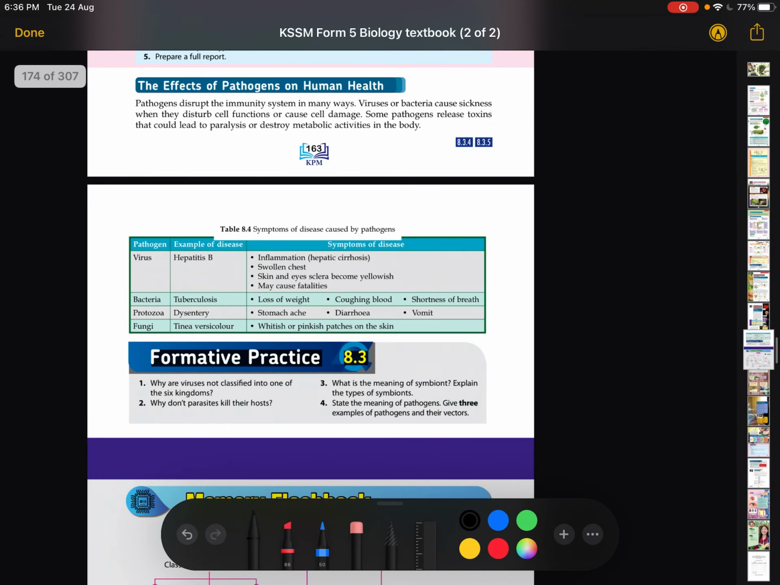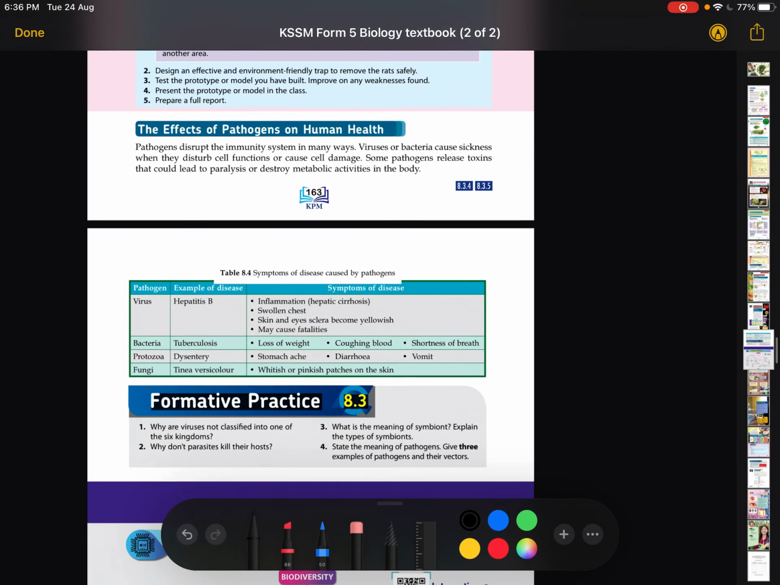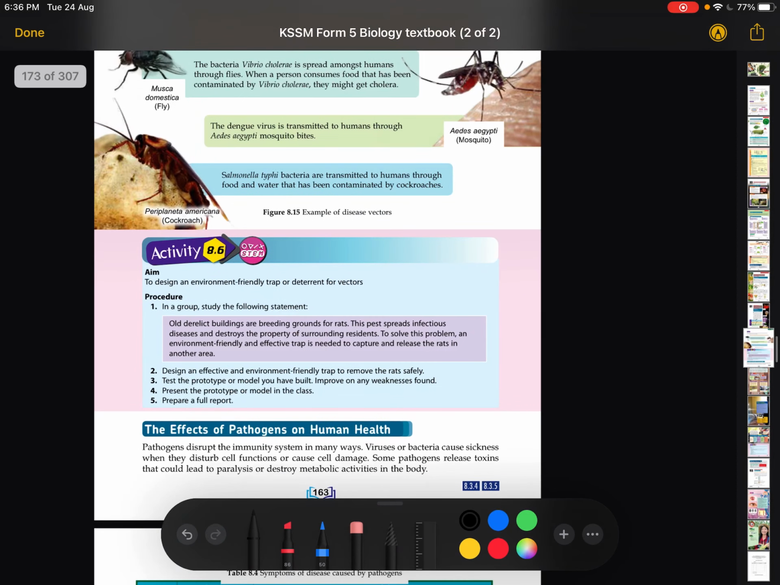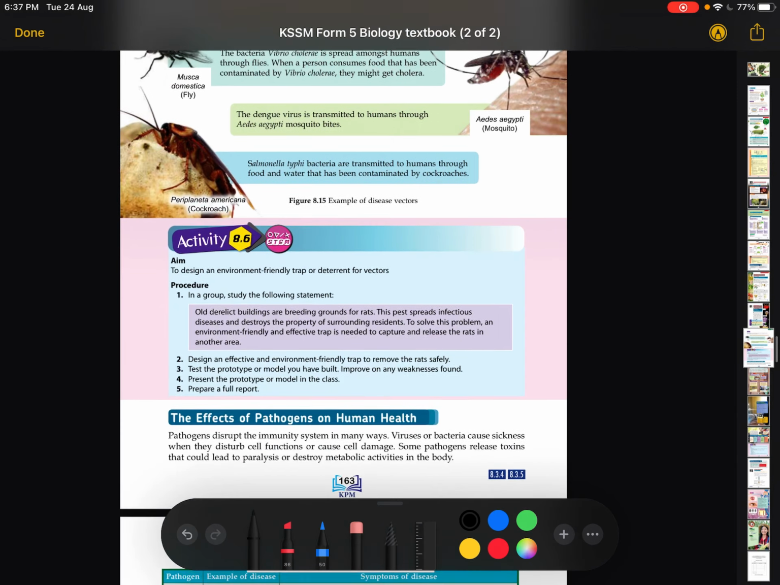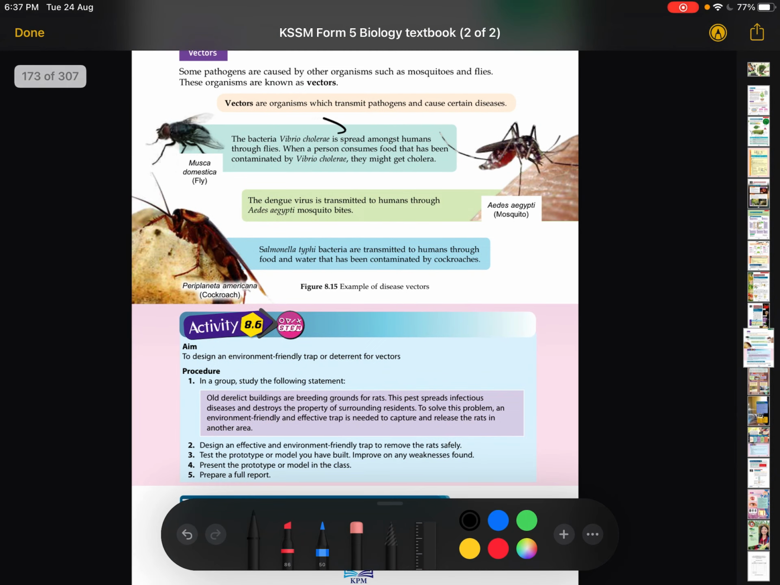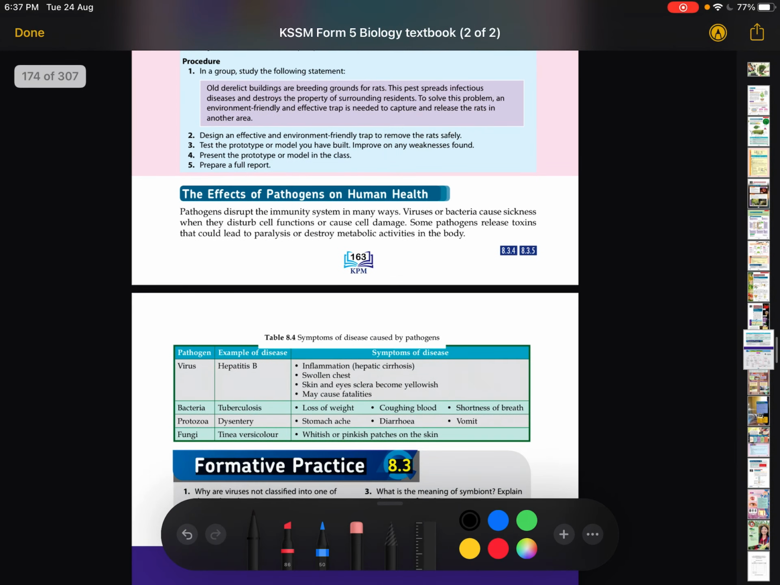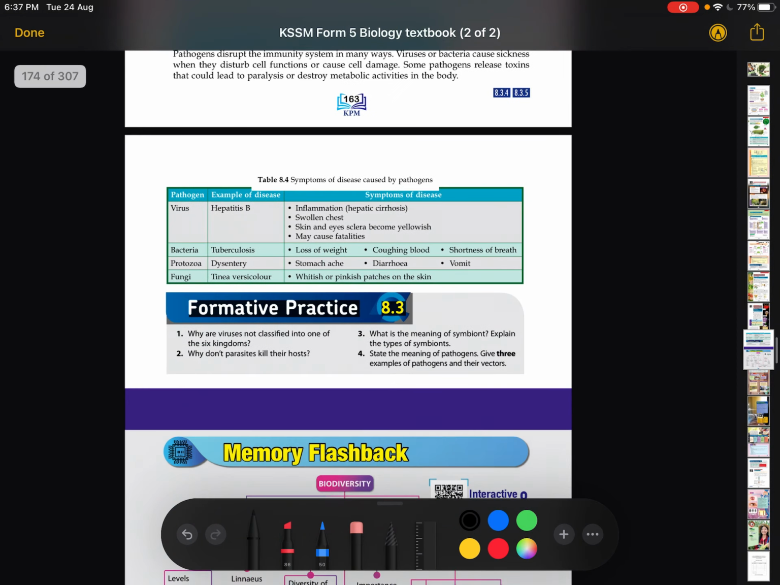So I think it's called ringworm. I forgot already. You know that's tinea. So that's fungi. So I'm guessing that this will spread Salmonella. But yeah, the most popular one will be Vibrio cholerae and ringworm.